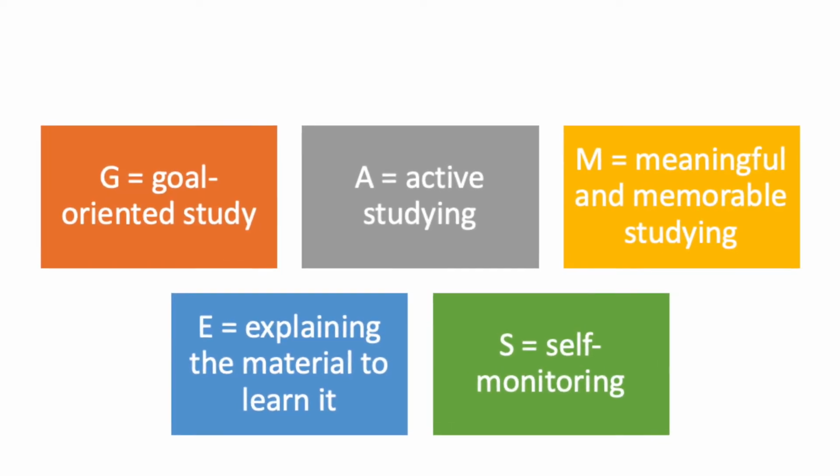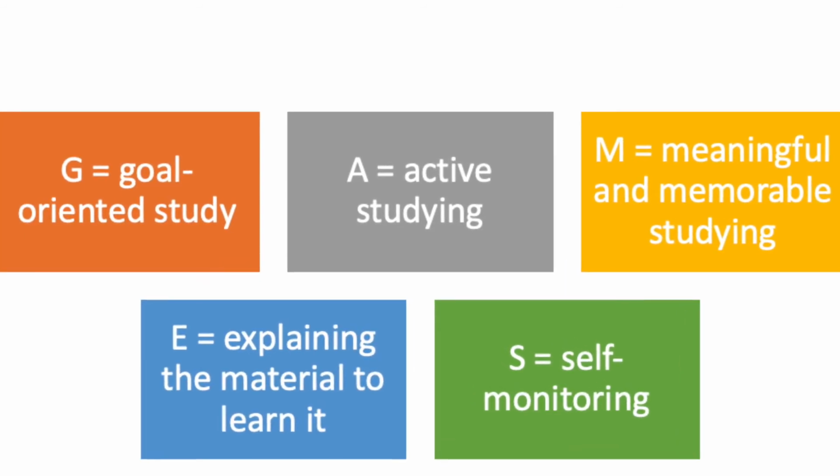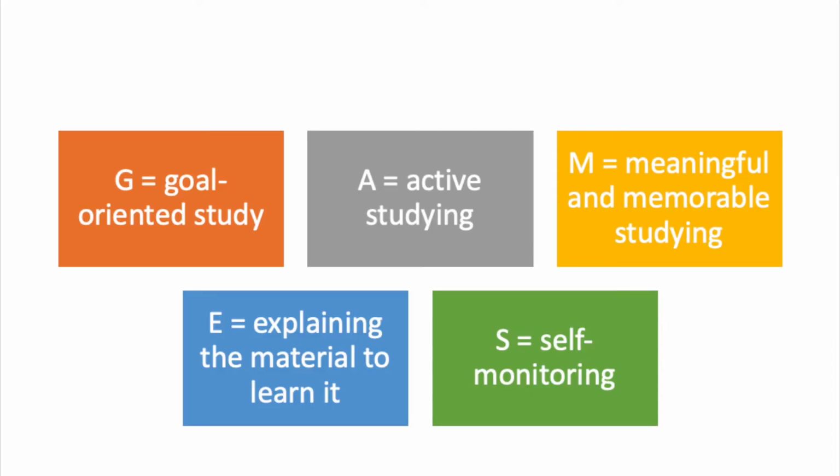The E is explaining the material to learn it. The best way to see if you have learned something, to see if you truly understand it and comprehend it, is to teach it to someone. And the someone doesn't even have to be human or alive. It could be a stuffed animal, a dog, a chair, the wall. It doesn't really matter as long as you can hear yourself explaining the concept or material and you understand what you are saying. And finally, the session ends with self-monitoring.